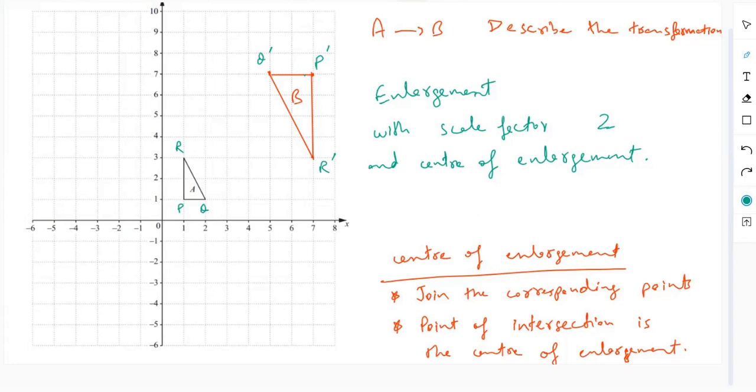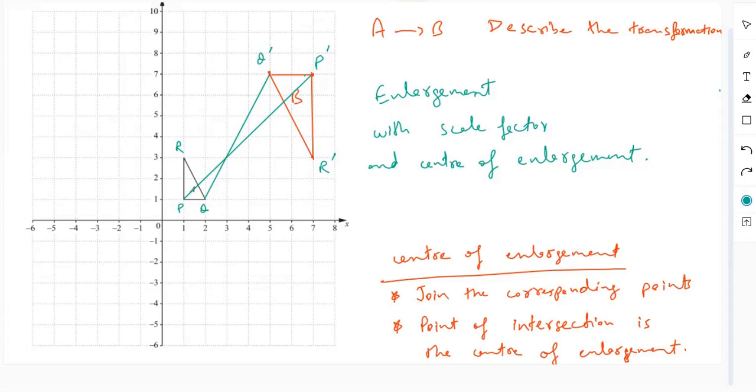The other possibility is this, if this is harder, you find the center of enlargement first. Find the center of enlargement first. If both figures are on the same side of the center of enlargement, then it's positive. If they are on opposite sides, then it's negative. Let's find that. Let's join the corresponding points. So P and P dash. Join those points. Q and Q dash.